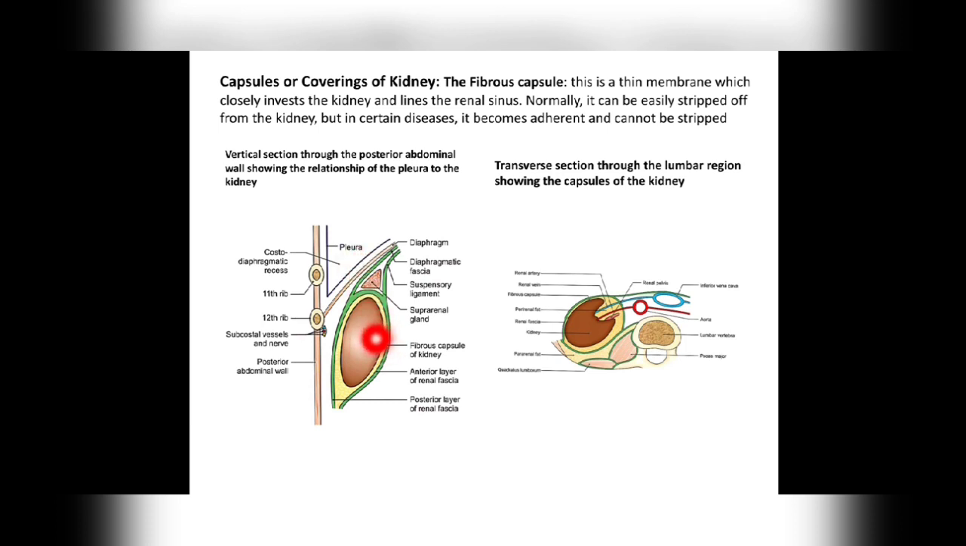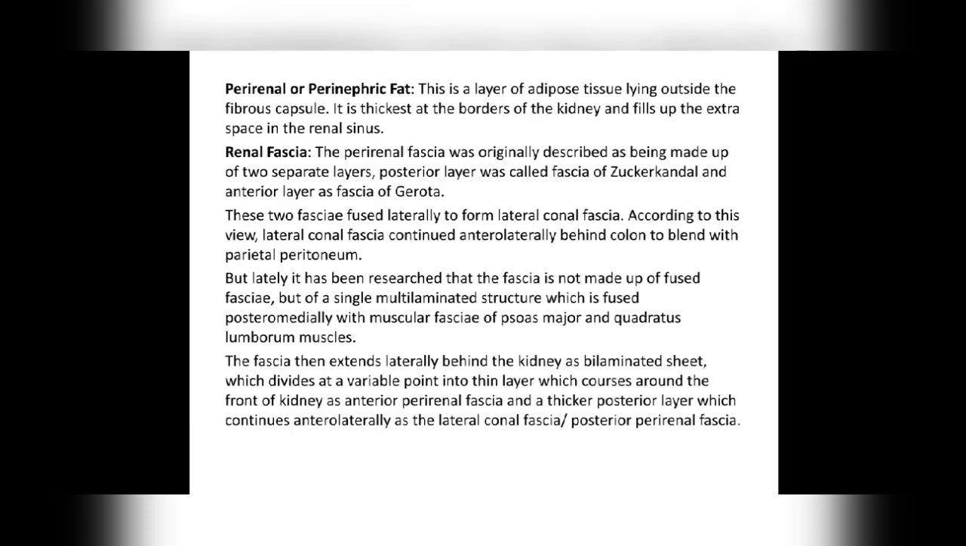In this first diagram, this is a vertical section through the posterior abdominal wall showing the relationship of the pleura to the kidney. This is the pleura, this is the kidney and this is the fibrous capsule of the kidney. The next diagram is a transverse section through the lumbar region showing the capsules of the kidney. This is the kidney and this green colored marking is the fibrous capsule.